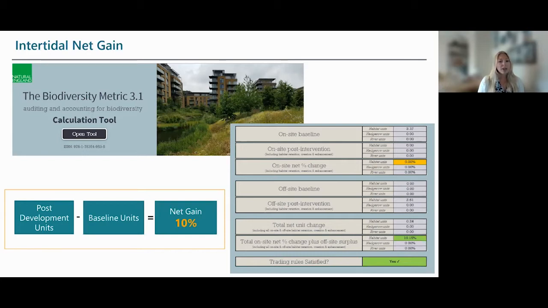There are also some trading rules under the metric which need to be satisfied, and I don't unfortunately have time to go into all of those today, but the metric calculator does work these out for you. And effectively within the calculator, you'll see this end screen, and at the bottom here, you would see whether your trading rules have been satisfied. So you get a yes, and ultimately, once you put it all in, you need a 10% uplift, and again, it shows you this here, shown in the green.